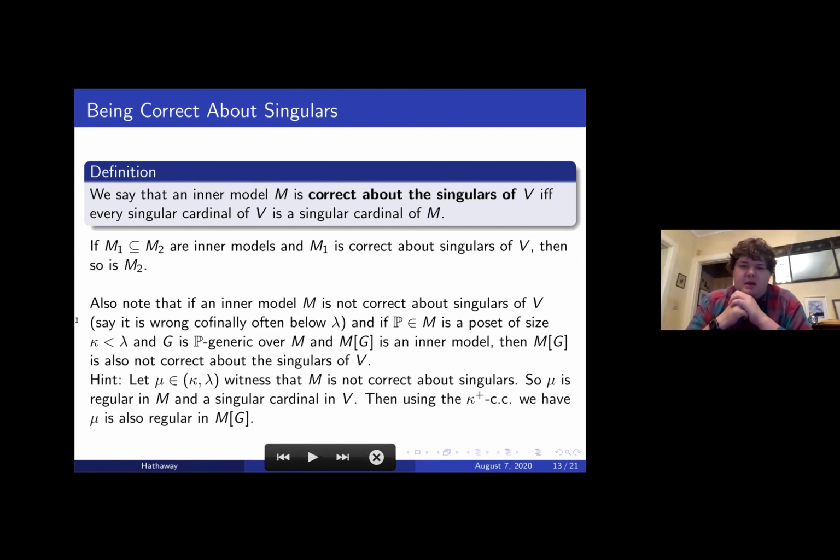And the bottom comment I'm making is that if you have an inner model which is wrong about singulars, and it's wrong cofinally below some lambda, and then you force over this inner model by a forcing less than lambda, then the resulting forcing extension is also going to be wrong about singulars. So if you're wrong about singulars, generally your forcing extensions will also be wrong about singulars, provided you're doing a forcing less than some cardinal lambda and the inner model is wrong about singulars cofinally below lambda.